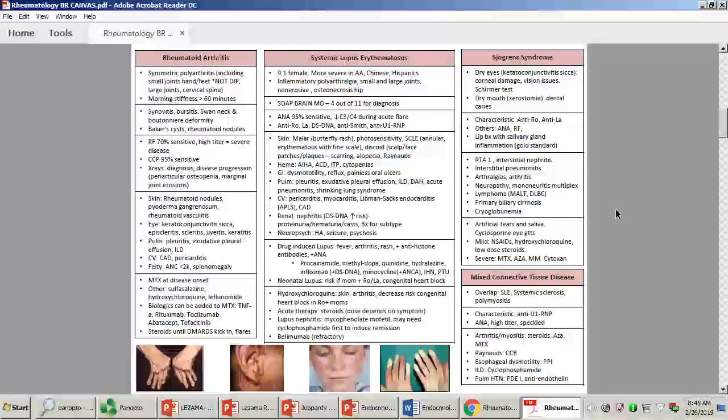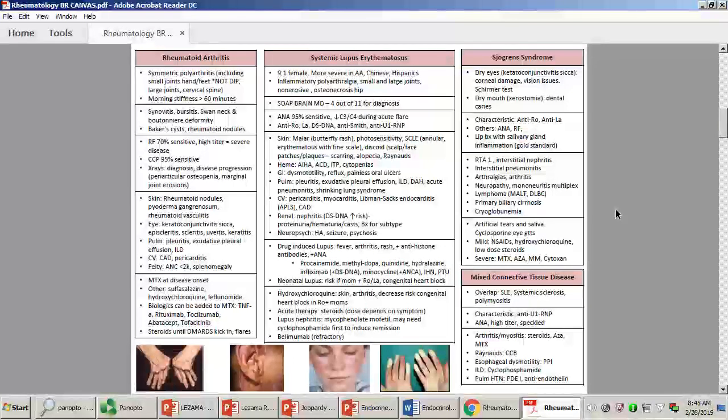Oftentimes when somebody has the cutaneous lupus, they typically don't have a lot of organ involvement associated with it. It's a little bit more of a milder form of the disease. They can get the joint pains and things along those lines, but not typically lupus nephritis or pericarditis or anything else along those lines that you would typically see. So good.